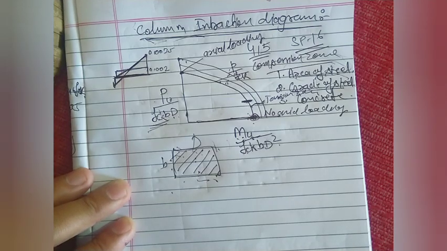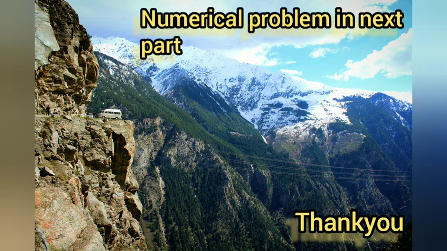Clear? So this is all about the design of column with axial load and uniaxial bending. In the next video, we'll discuss a numerical problem based on the design, and also we'll see how to use the interaction curve to calculate the steel for the given section.